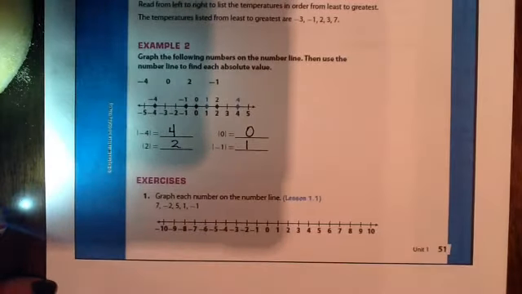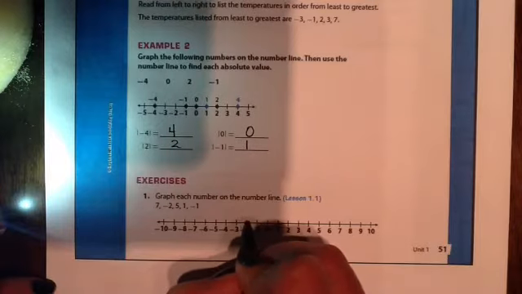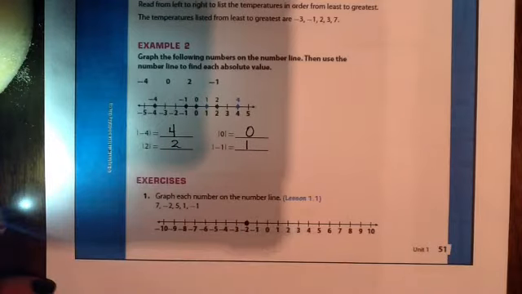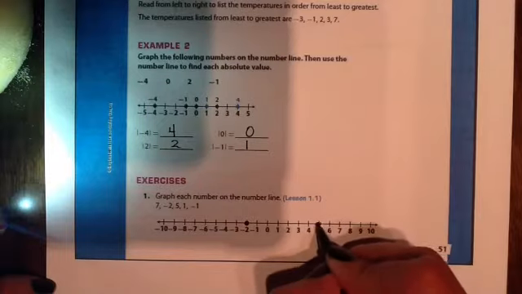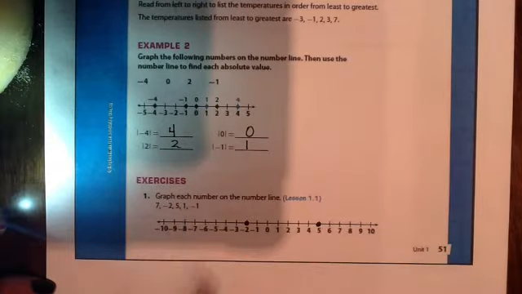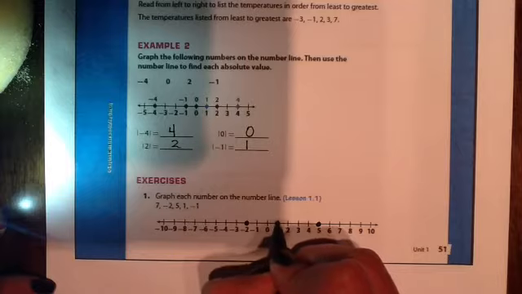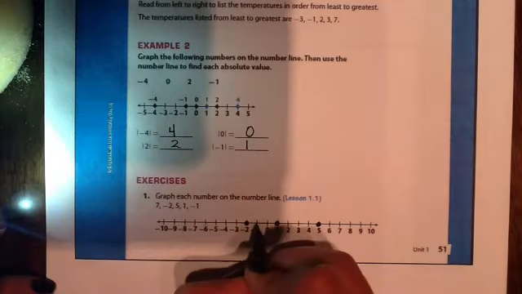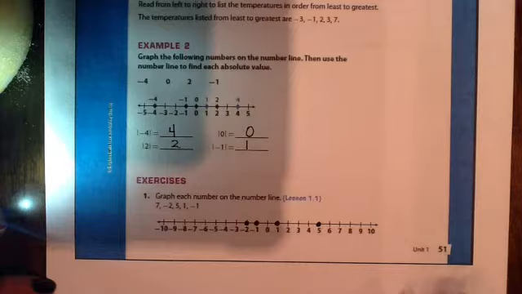In the exercises, now they want you to graph each number on the number line, and all you have to do is go place a dot. So -2, you should have graphed a point on the -2. +5, you should have graphed a point here. +1. And the last one you should have plotted a point on is -1.